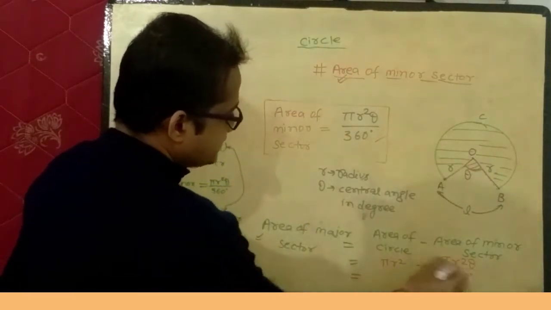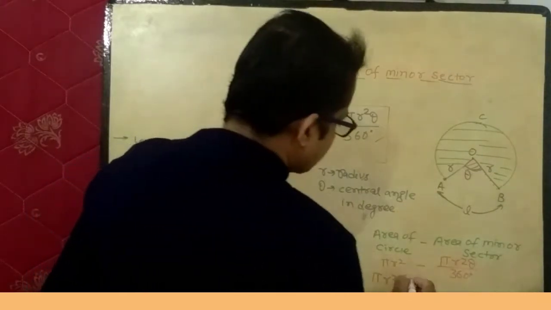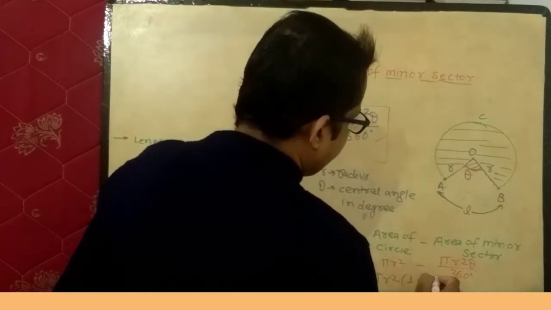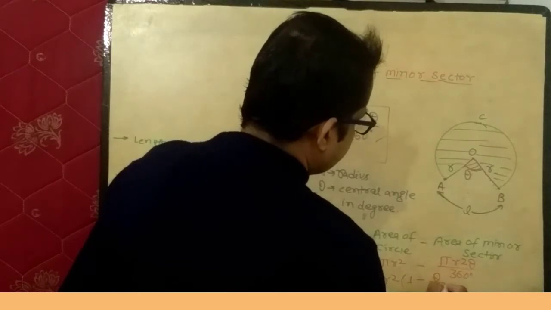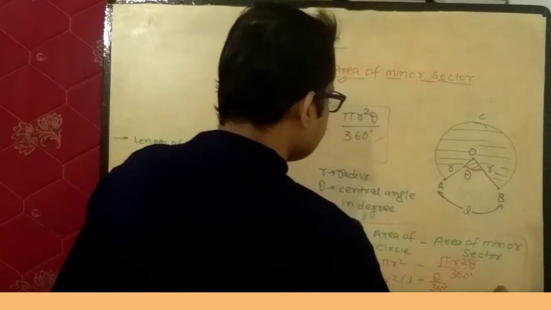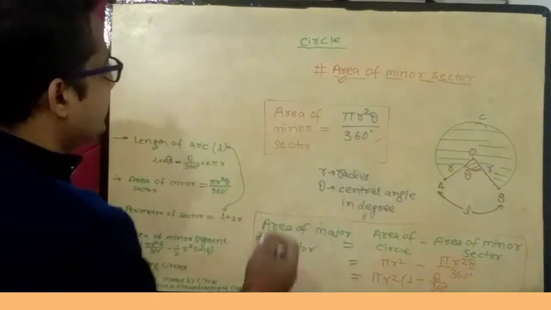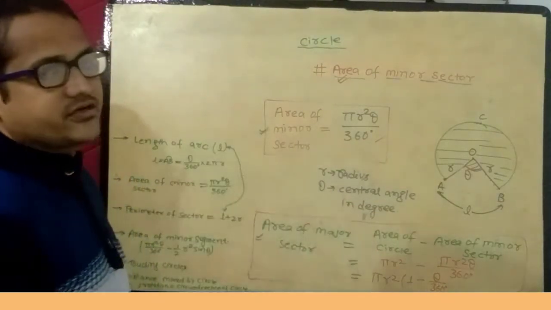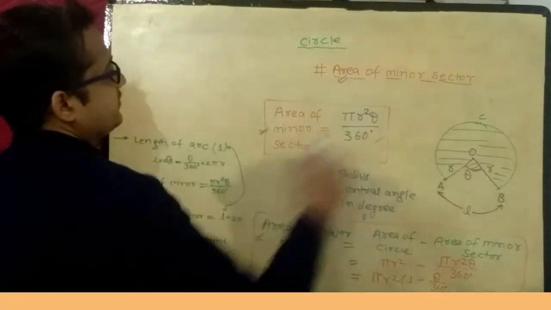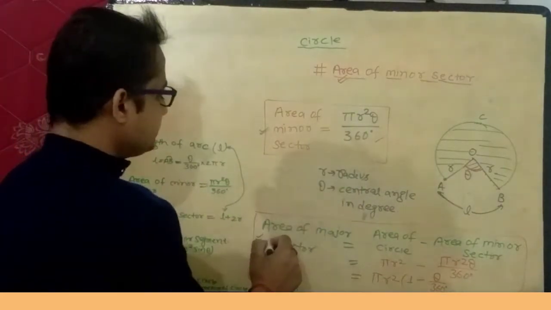So in this formula pi r square is common from both the terms, so it will give pi r square, common, 1 minus theta upon 360 degrees. This is the area of the major sector. So by using the area of minor sector formula, you can find out the area of the major sector. Simply subtract this area from the area of the circle, you will get the area of the major sector.